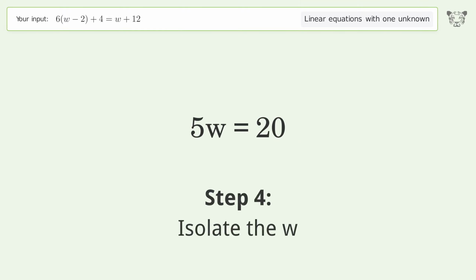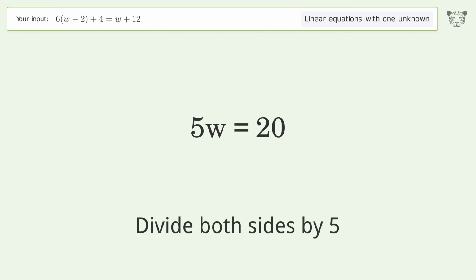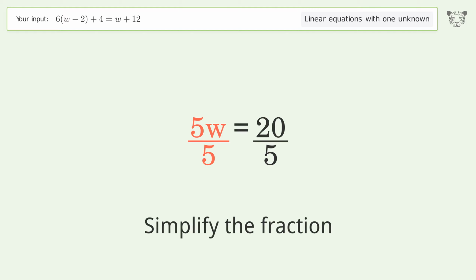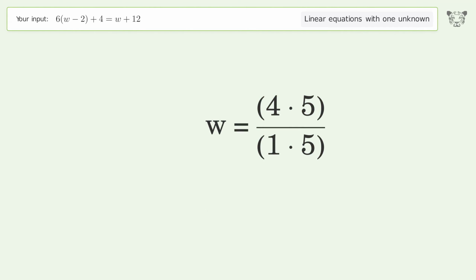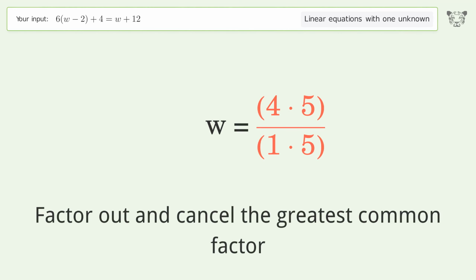Isolate the w. Divide both sides by 5. Simplify the fraction. Find the greatest common factor of the numerator and denominator. Factor out and cancel the greatest common factor.